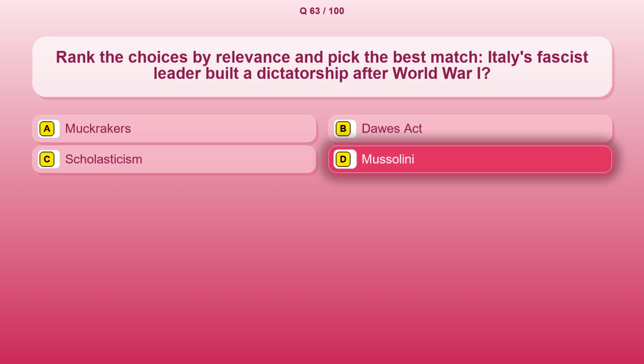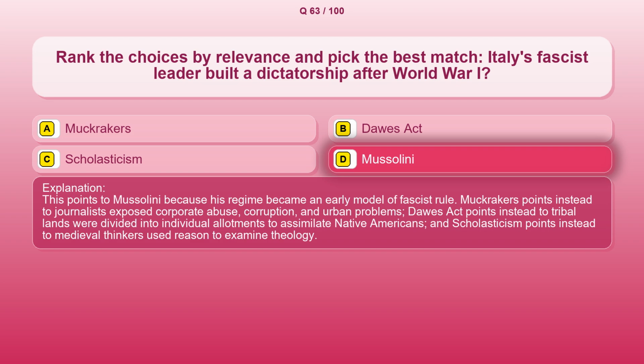The correct answer is option D, Mussolini. This points to Mussolini because his regime became an early model of fascist rule. Muckrakers points instead to journalists exposed corporate abuse, corruption, and urban problems. Dawes Act points instead to tribal lands were divided into individual allotments to assimilate Native Americans, and Scholasticism points instead to medieval thinkers used reason to examine theology.